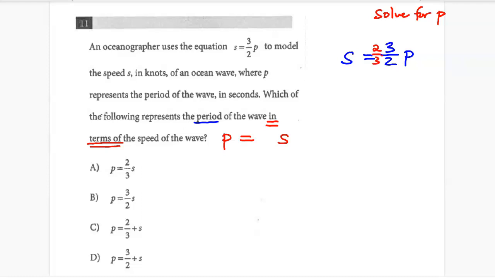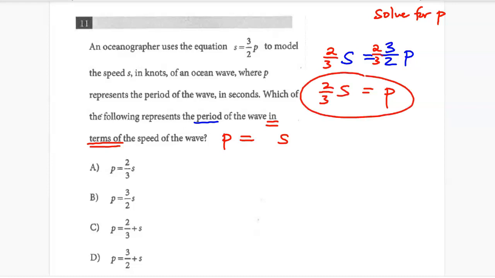Now, why I did that is because I end up with 6/6, which is just 1P. And I cleared that fraction out. So now if I multiply the right by 2/3, I have to multiply the left by 2/3. And this becomes a pretty simple problem. I've now solved it in terms of P. So correct answer is A.